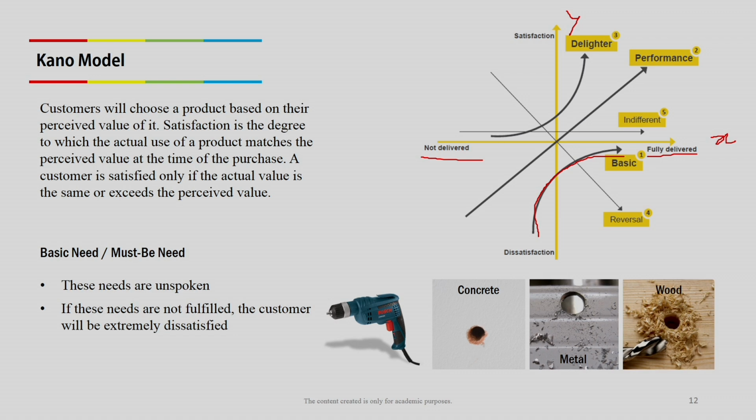Let me give you another example in the case of service design. For example, you are booking a cab and you called the cab. You expect that the cab will take you from point A to point B, but when you call, the driver declines your request because he does not want to go to that point. So, you are extremely dissatisfied. That is how Kano explained basic need.